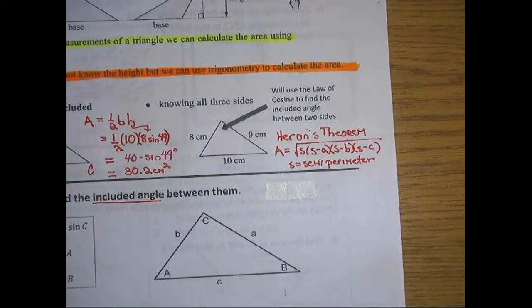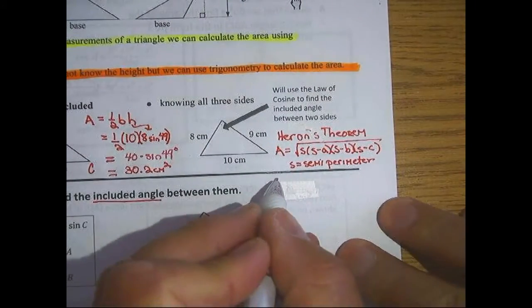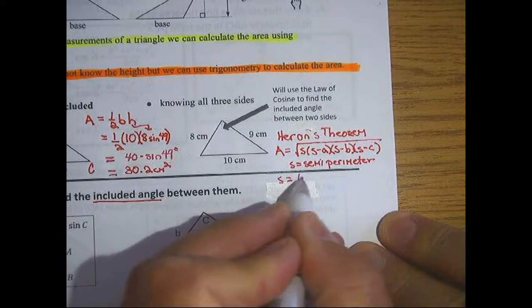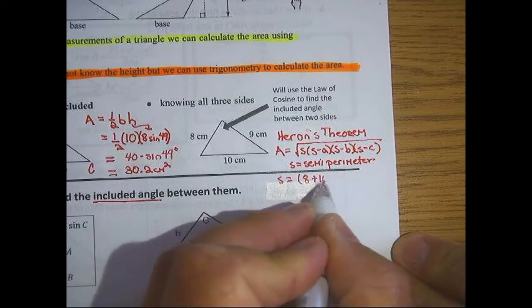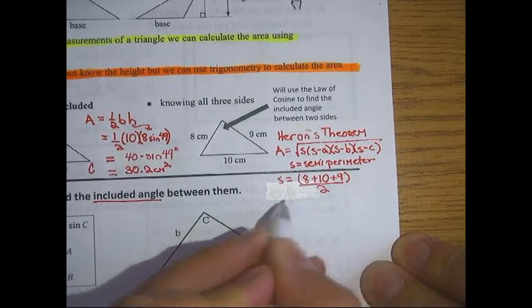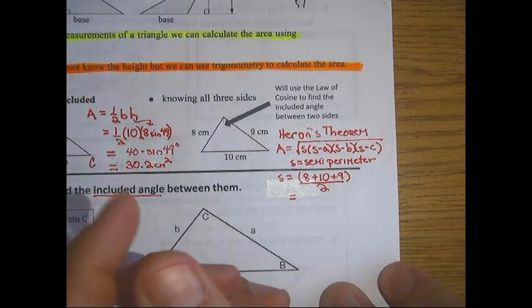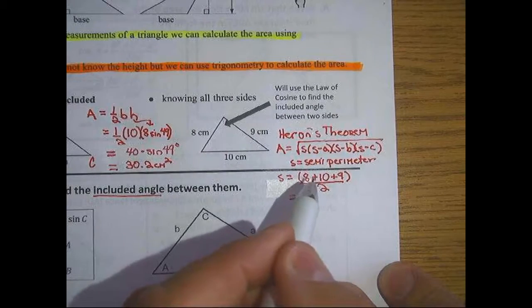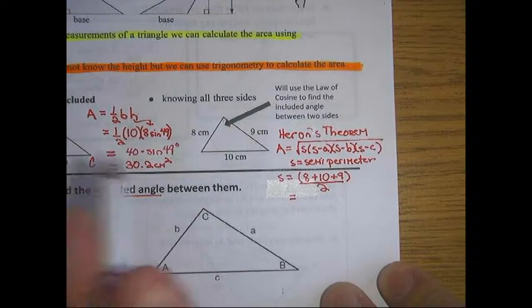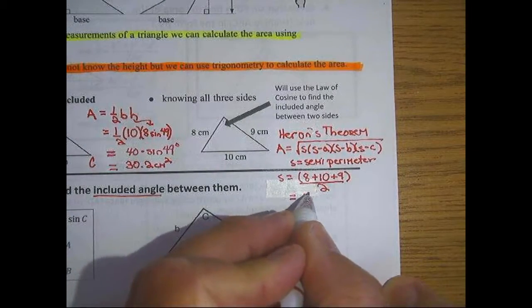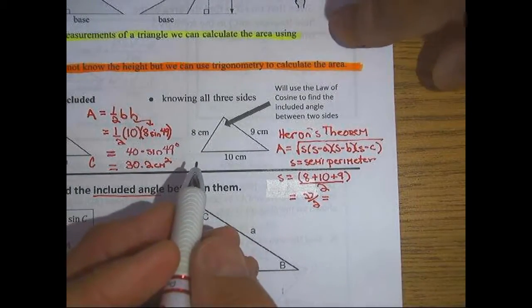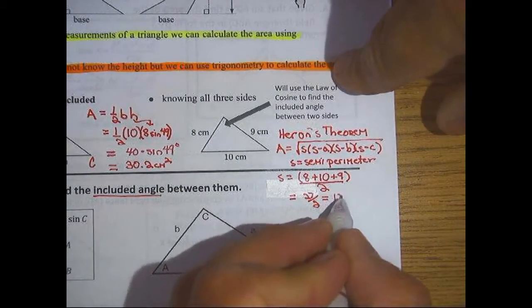All right, so Heron's theorem is real simple, guys. S is, you take the perimeter and you cut it in half. So it's just 8 plus 10 plus 9 divided by 2. Okay, so what is that? 18 and 9, 27 over 2. So that's 13.5.